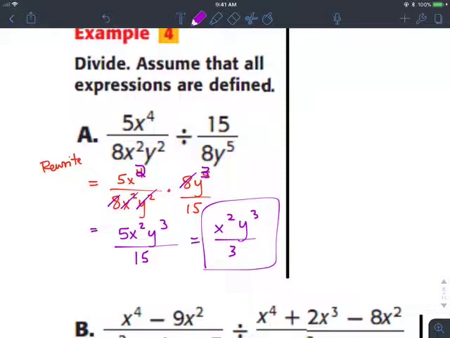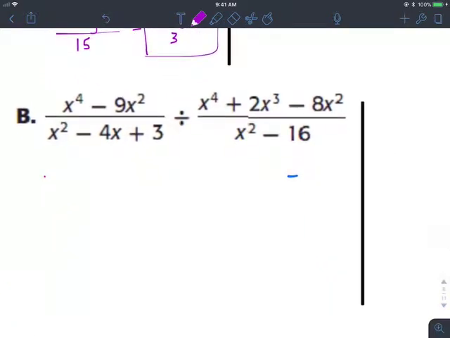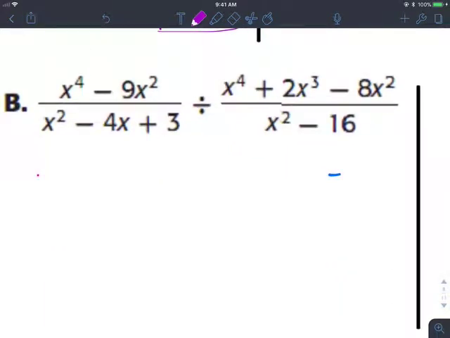All right. We good with that one? Okay. If you're not, you need to ask questions. All right. Same thing. This is just a multiplication problem, but you have to do some factoring. If you can't factor right now, this looks tough.